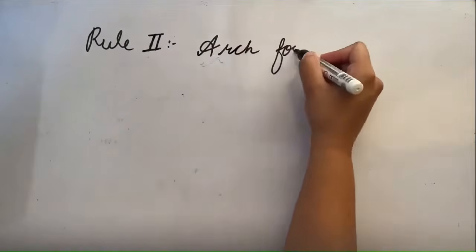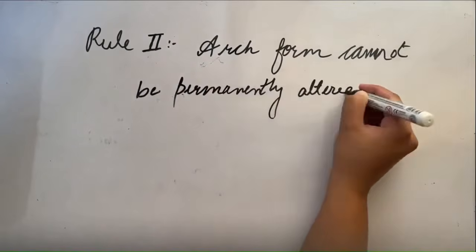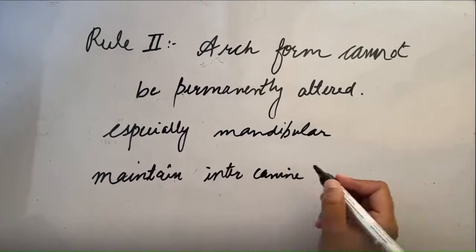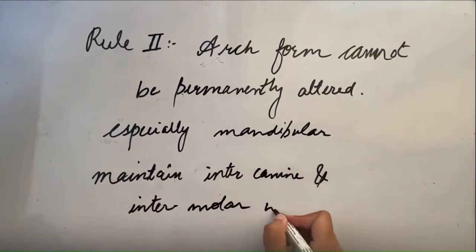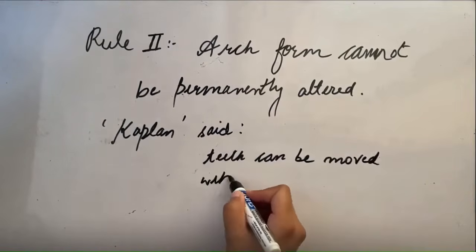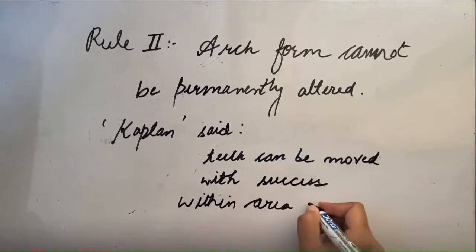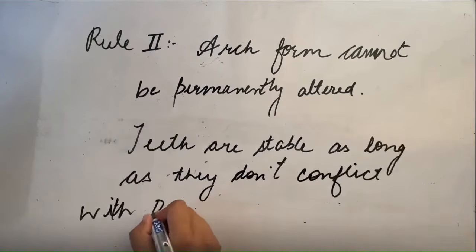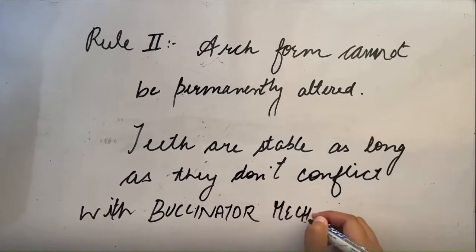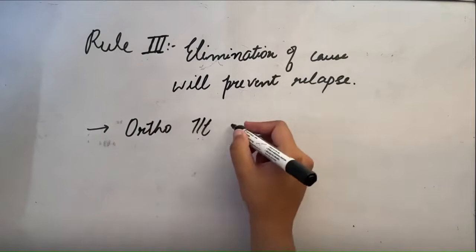Rule 2, or theorem of retention 2, says that arch form cannot be permanently altered, especially the mandibular arch. The reason being that the intercanine and intermolar width will tend to return to their former measurements due to forces from musculature. Kaplan said that teeth can be moved or the widths can be changed, but only up to a certain extent, that is, within the musculature limit of the buccinator mechanism. He said that tooth movements are stable as long as they do not conflict with the limits of musculature movements, that is their tolerance level.